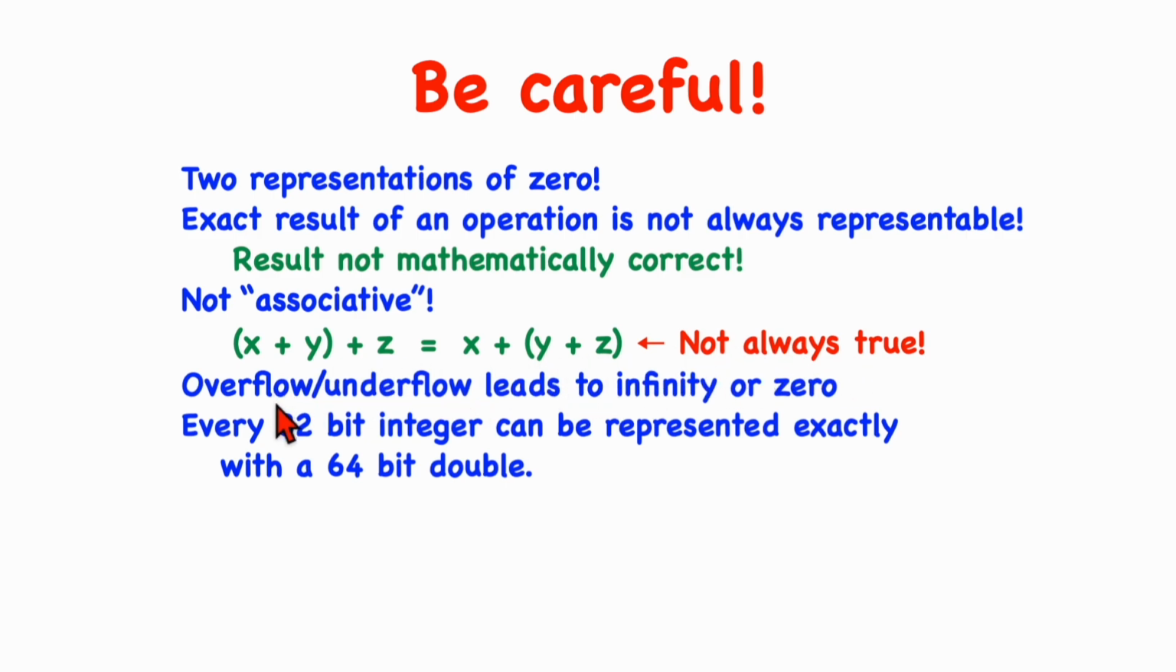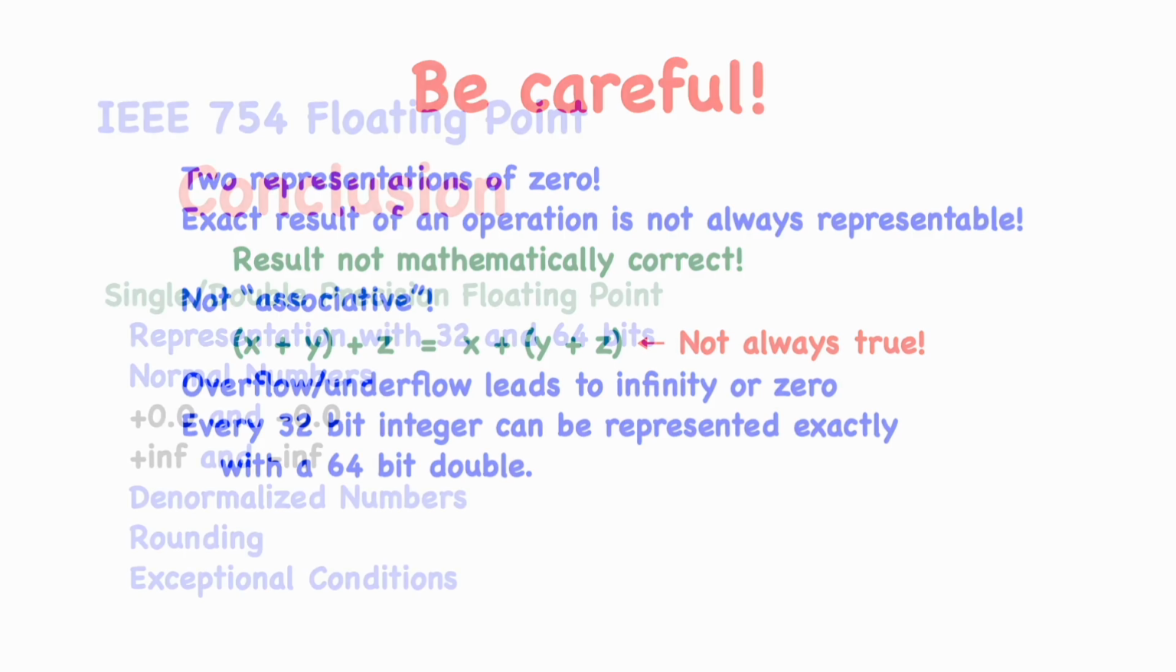The other thing is that we have overflow and underflow leading to both infinity and zero. But I do want to point out that one thing that's true is that every 32-bit integer, whether signed or unsigned, can be represented exactly with a 64-bit double precision floating point number. So there's a bit of light for you.